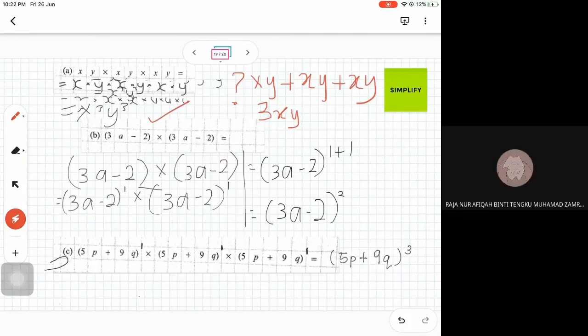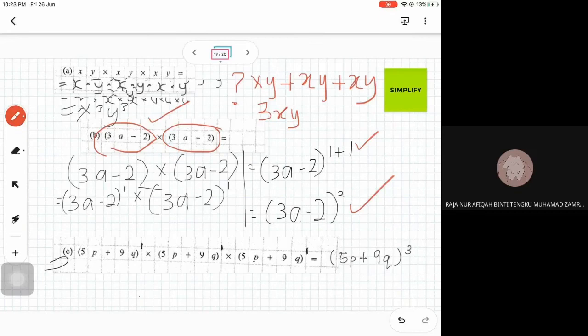Okay, Raja. For this question, I wrote 3a minus 2 power of 1 times 3a minus 2 power of 1. Then I wrote 3a minus 2 power of 1 plus 1 equals 3a minus 2 power of 2. Because you notice that this bracket, they are the same thing. So we just add the exponent to get this.